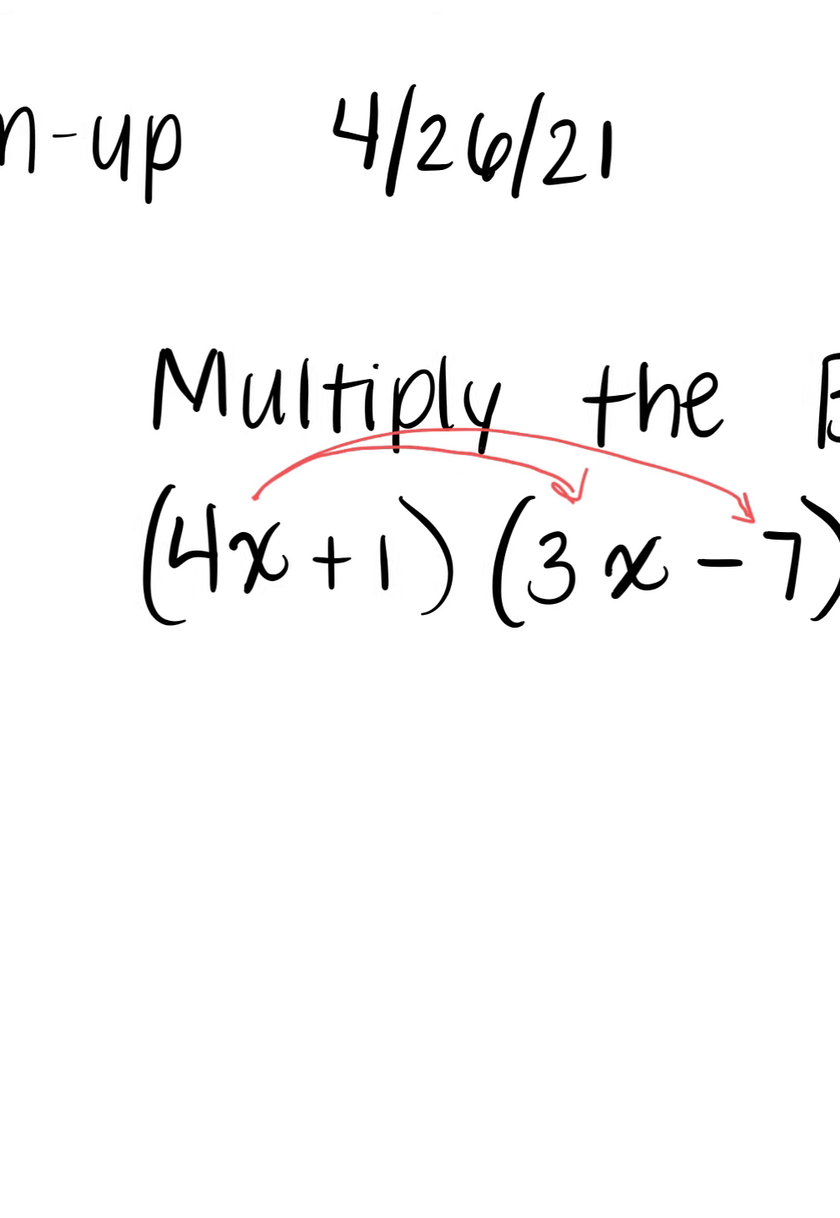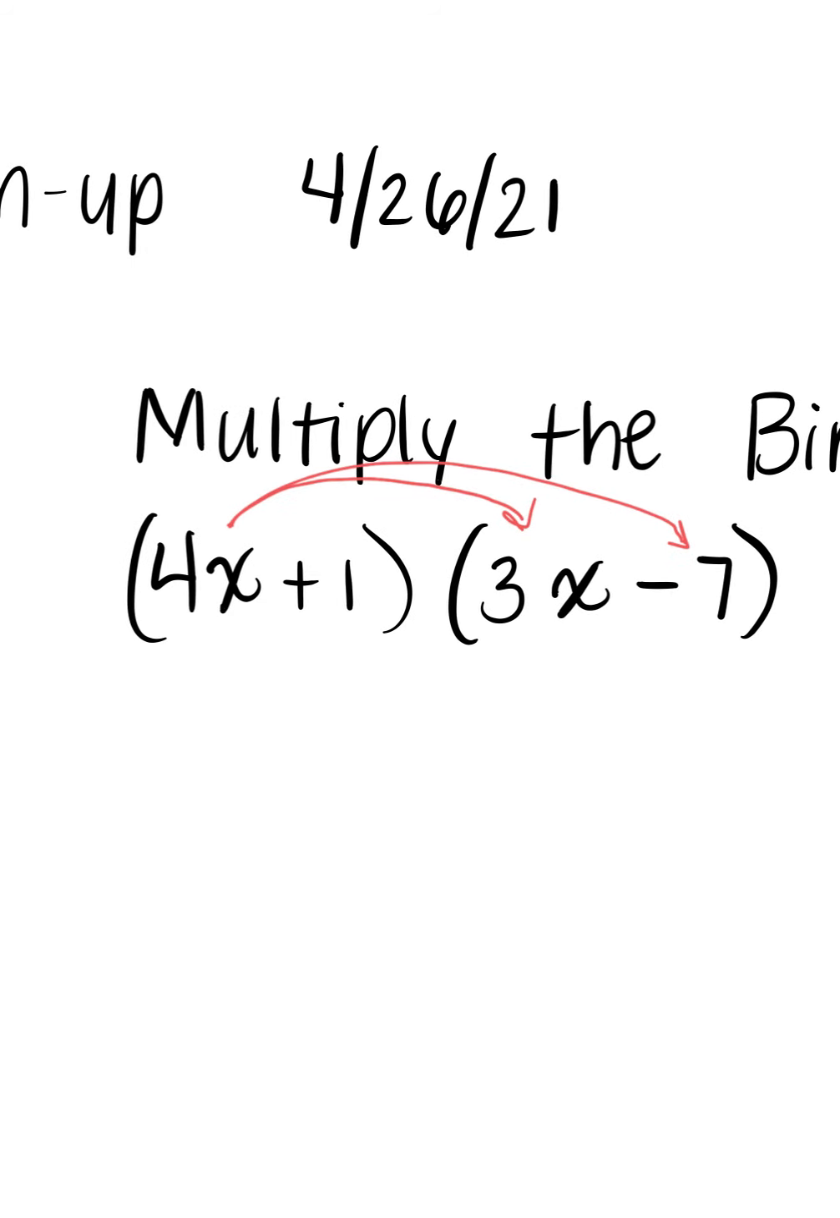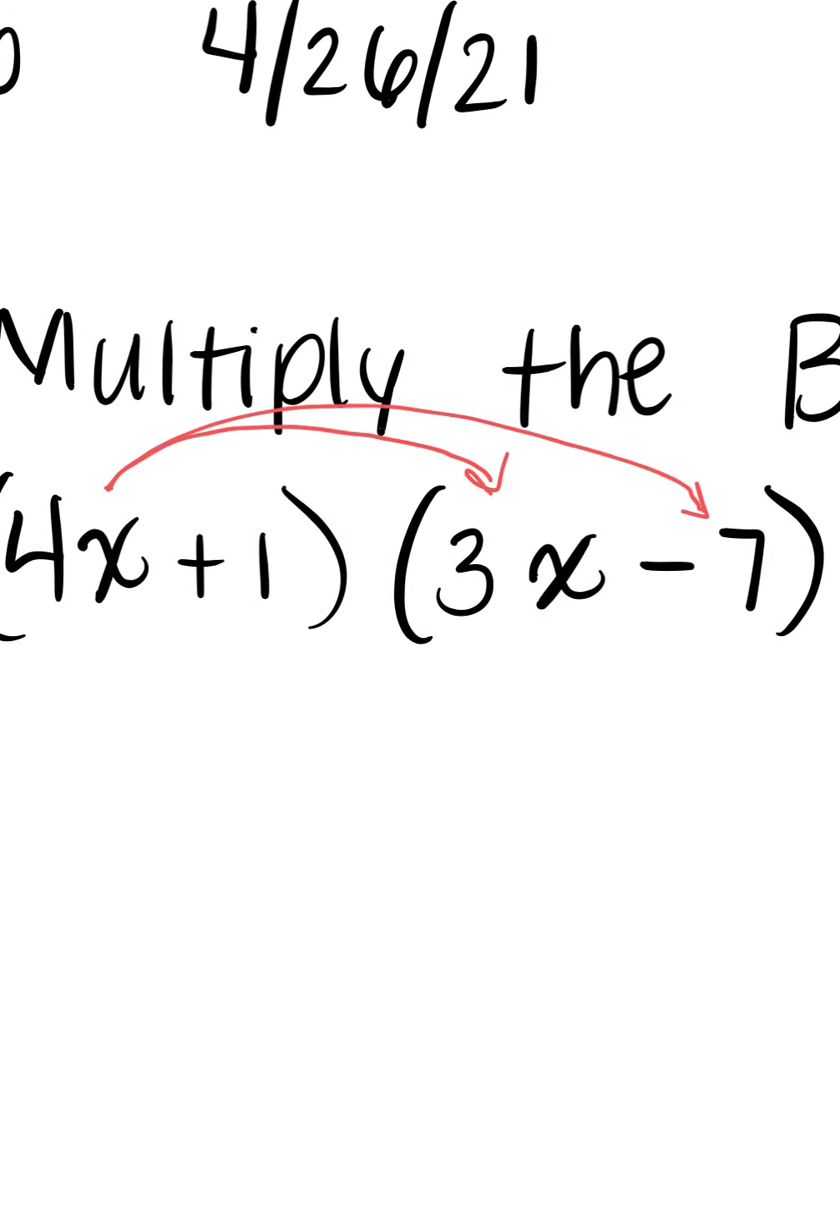The I. Where should we draw our arrow from? Tessa? It's going to be the 1 and the 3. Good. And the L? Yep. So 4x and negative 7? No. Maya? The 1 and the negative 7. Good. Why? What does L stand for in FOIL? Do you remember, Maya? It's last. Very good.